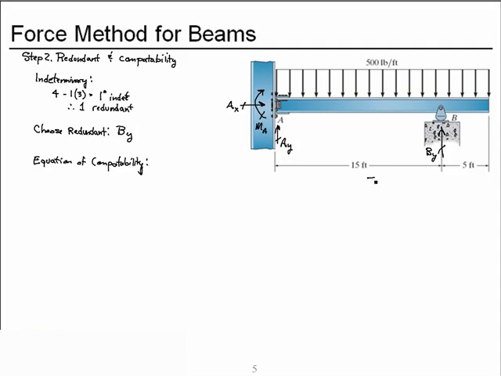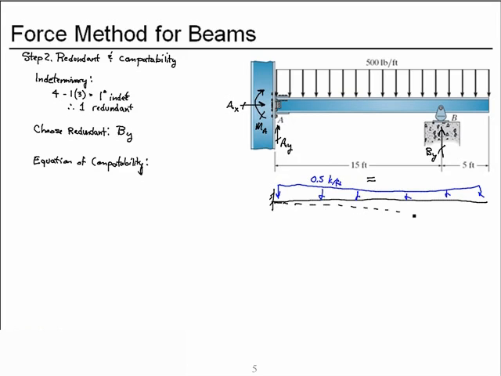Let's draw our primary structure, which is now the cantilever with a uniform distributed load of 0.5 kips per foot. And this primary structure will deflect like such, and at B we can calculate the deflection.